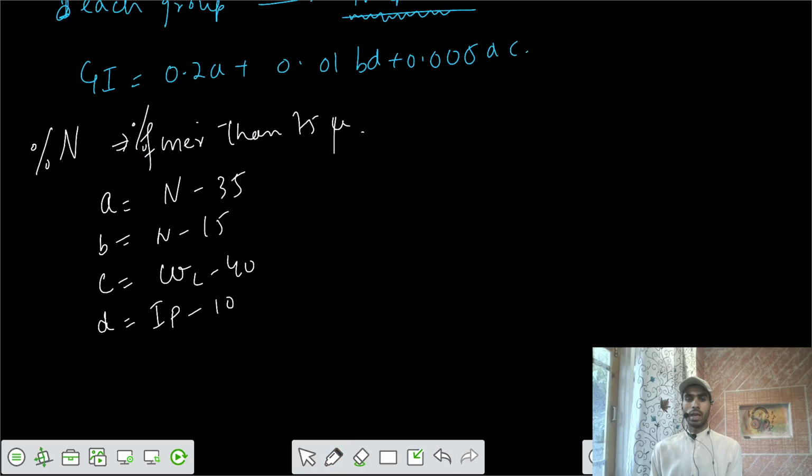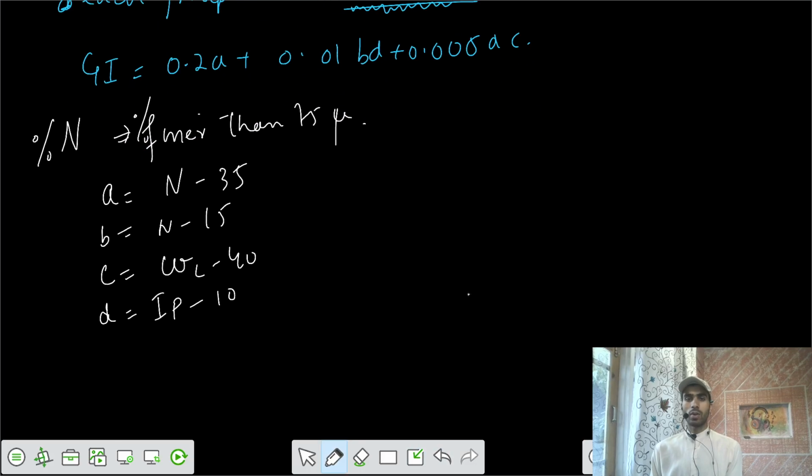The range for n minus 35 is 0 to 40. The value of c is also in the range 0 to 40. This value is in the range 0 to 20. And this is also in the range 0 to 20.